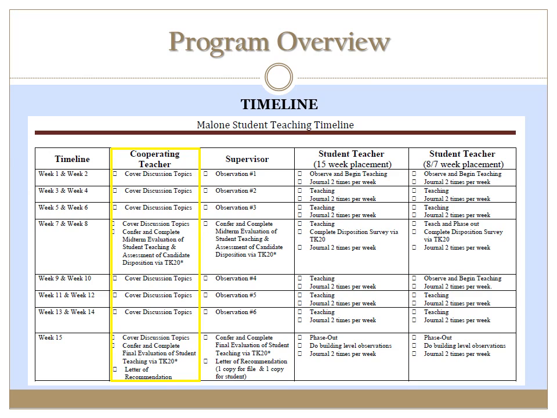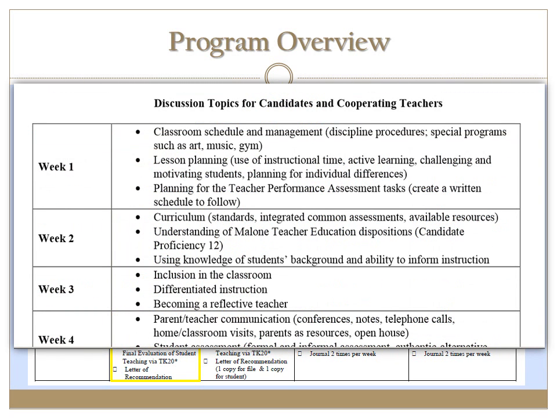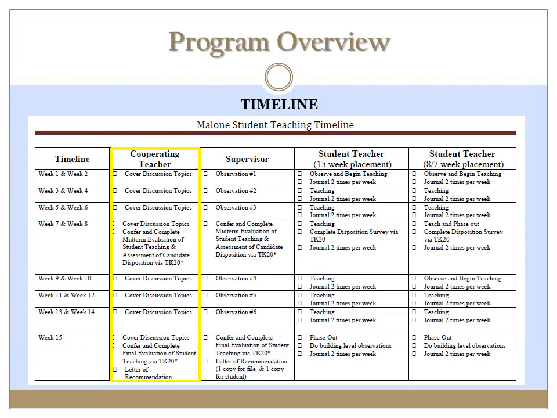First, we will look at the cooperating teacher's roles. The cooperating teacher will help the student teacher learn to plan, teach, and assess student learning. We also ask that each week, discussion topics are covered between the cooperating teacher and the student teacher. These discussion topics are also provided in the packet that you printed to go along with this webinar. During week 7 and 8 and week 15, you will see that the cooperating teacher must confer and complete a midterm or final evaluation of student teaching, as well as an assessment of candidate dispositions.